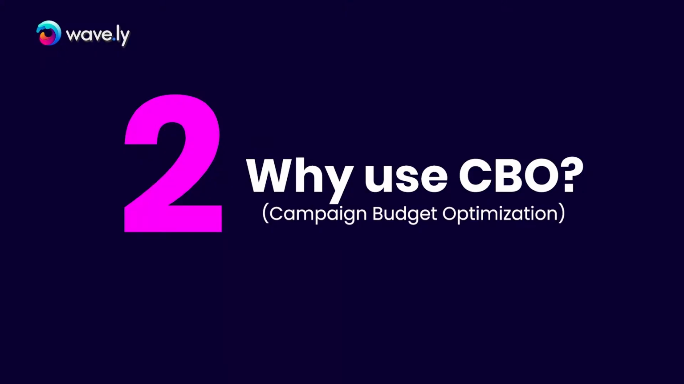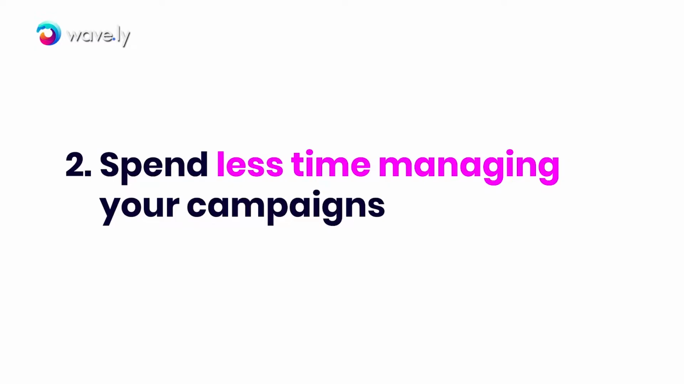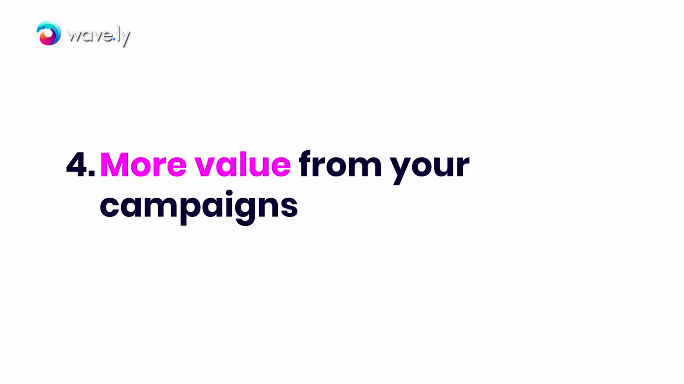Now, why should you use campaign budget optimization? Facebook wants to optimize your budget and distribute that budget more efficiently by giving more budget to your top performing ad sets. Now, if you use this feature correctly, that means you're going to spend less time managing your campaigns and you're going to get better results, because Facebook is going to spend more on your best ad sets and less on the ad sets that aren't performing. And Facebook wants to help you find the lowest and cheapest cost per result, so overall you're going to get a better return on your ad spend and you're going to get more value from your campaigns.